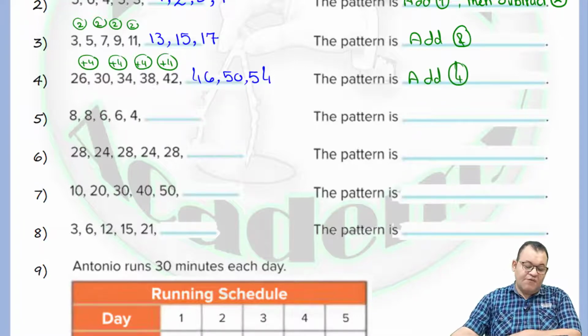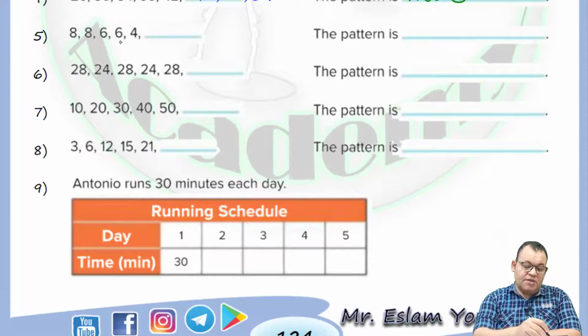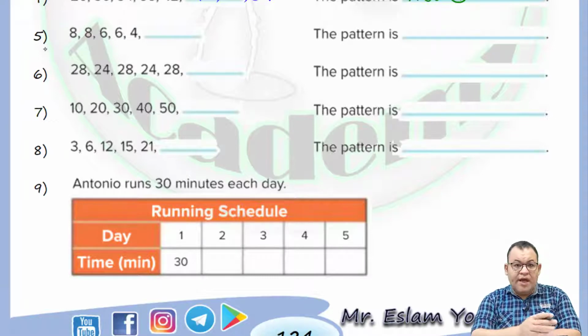In question number 5, we have here 8, 8, 6, 6, 4. If you look at the sequence that we have, there is the same number repeated. Same number means we add 0 or subtract 0, because adding 0 or subtracting 0 doesn't change anything. After that, we subtract 2. Then the same number, it means we subtract 0. After that, we subtract 2.